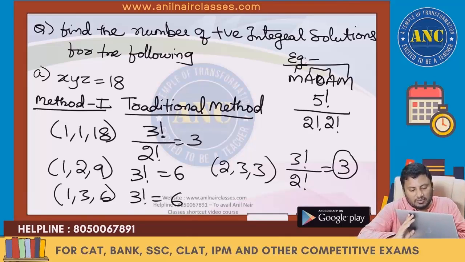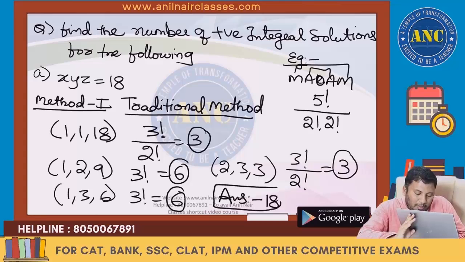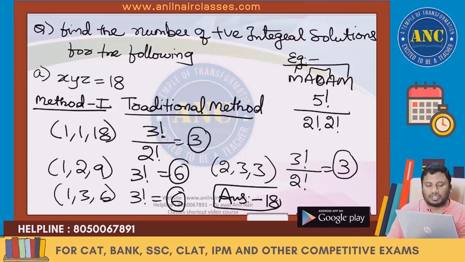Totally, how many cases did we get? 6 plus 6, 12, 12 plus 3, 15, 15 plus 3, 18. The number of integral solutions for the equation xyz = 18 is 18. If you observe, all the factors of 18 are there in the bracket: 1, 2, 3, 6, 9 and 18 are all factors of 18. All the cases are there, and for 18 we can do it.